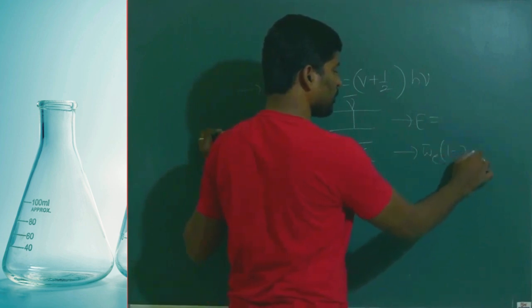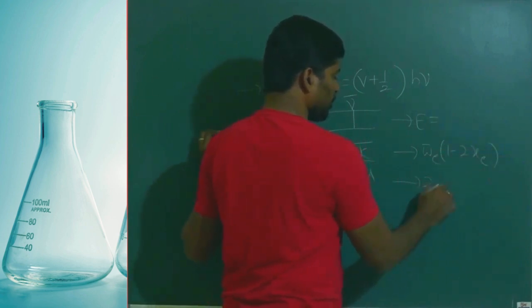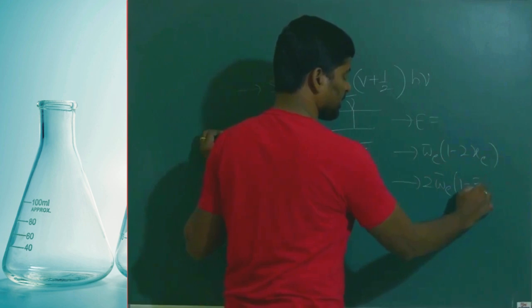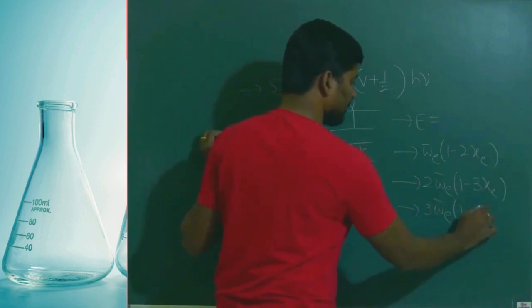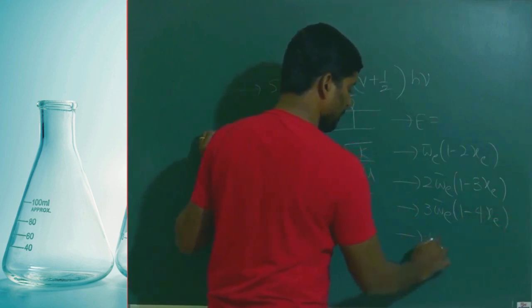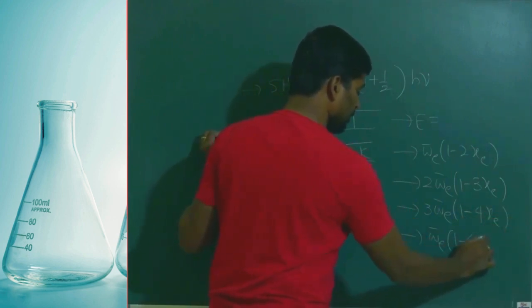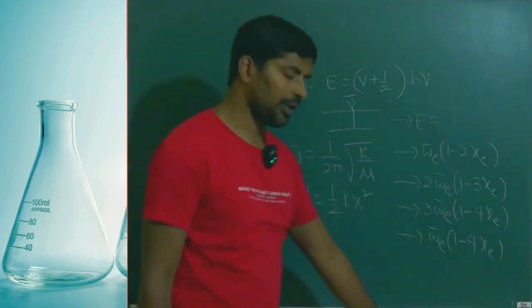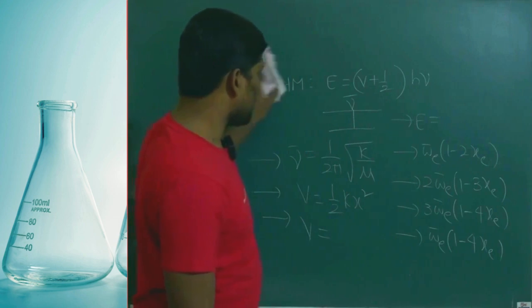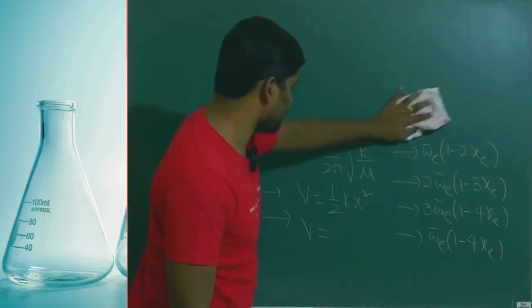Okay, the fundamental transition is observed at what? Omega bar e into (1 minus 2 xe). First overtone: 2 omega bar e into (1 minus 3 xe). Second overtone: 3 omega bar e into (1 minus 4 xe). Hot band is observed at omega bar e into (1 minus 4 xe). This you may remember. Okay. xe is called the anharmonicity constant, its value is 0.01.